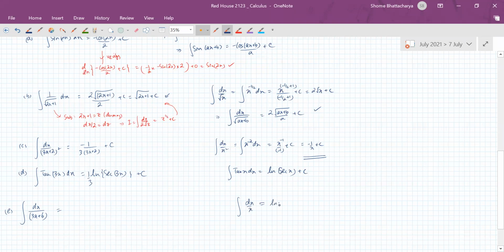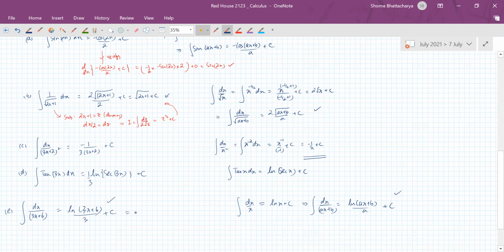dx by x is ln x plus c. So integration of a linear term in the denominator become ln of that linear term divided by a plus c. So using this formula directly, we can work it out that it is ln of 3x plus 6 divided by 3 plus c. Okay. But then we can additionally do one thing here. We can also, so this is fine on its own. This is the correct antiderivative because if you differentiate it, you will get this.